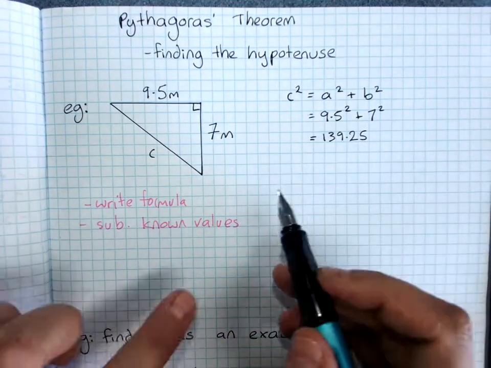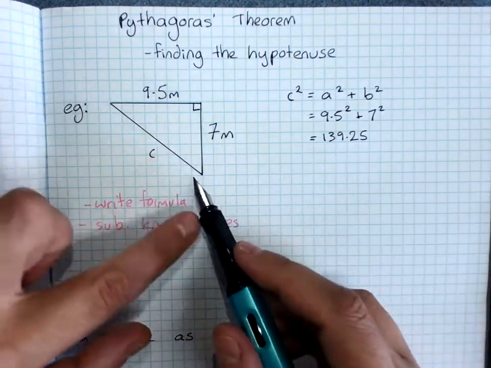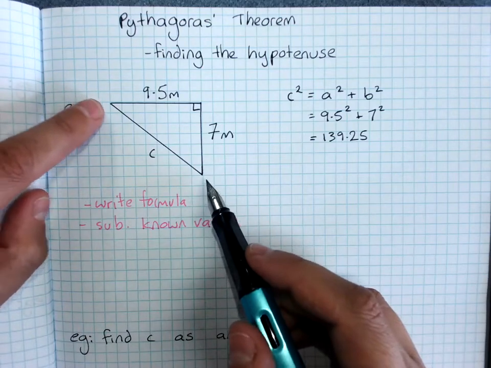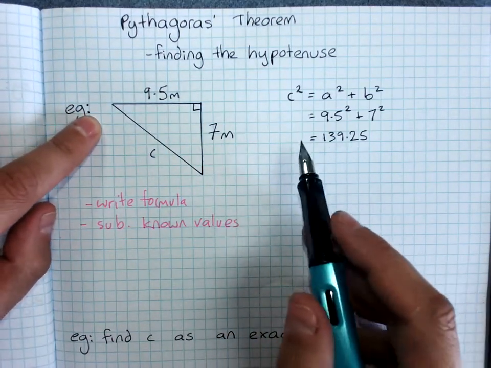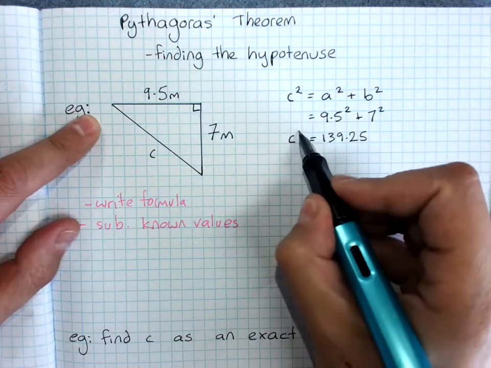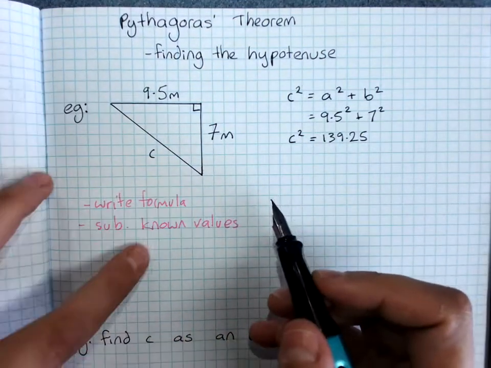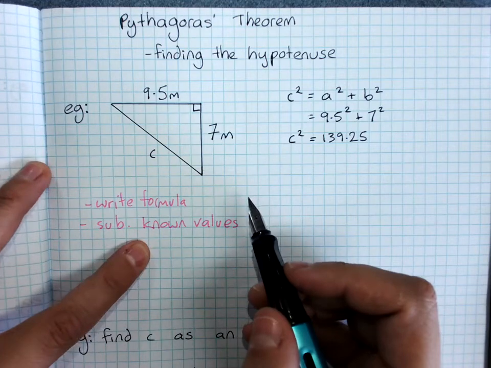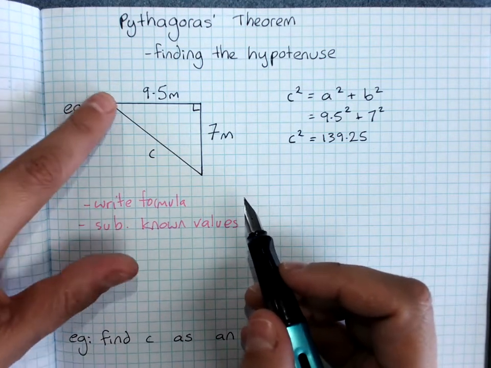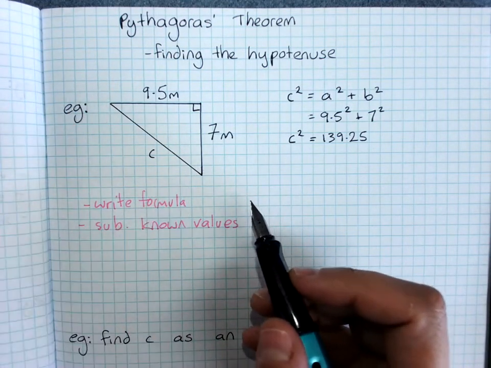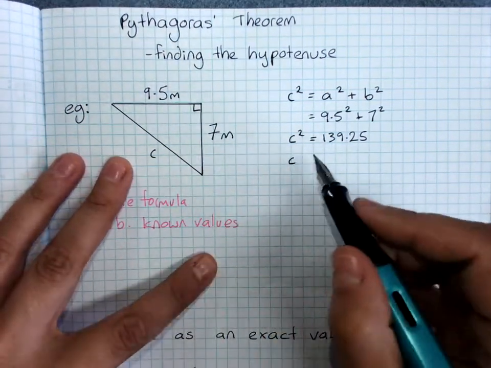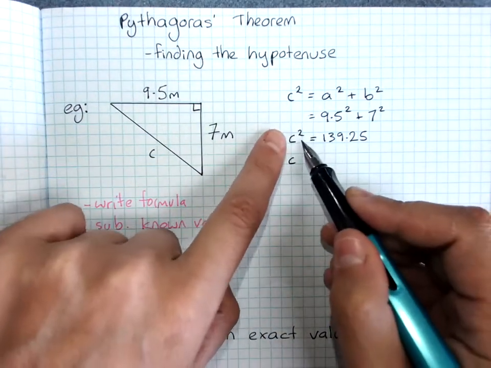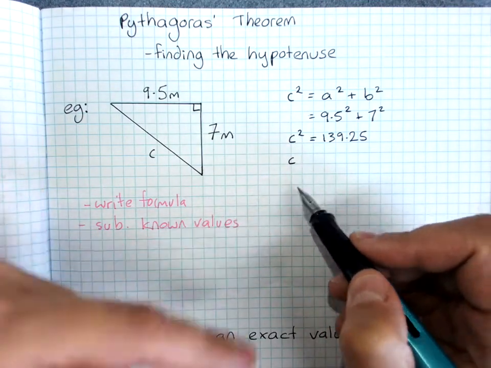Now, if you take a moment to look at this triangle, it's quite obvious that this can't be 140 centimeters, or meters, I'm sorry. And the reason is that what we've found there is c squared. We've found the square on the hypotenuse. This shape out here, imaginary. What we need is just c, the hypotenuse. So to go from c squared to c, we find the square root.